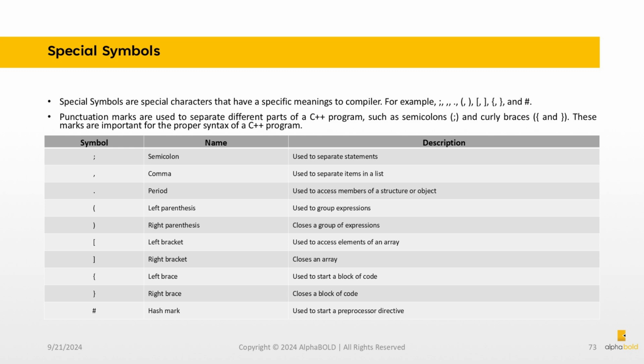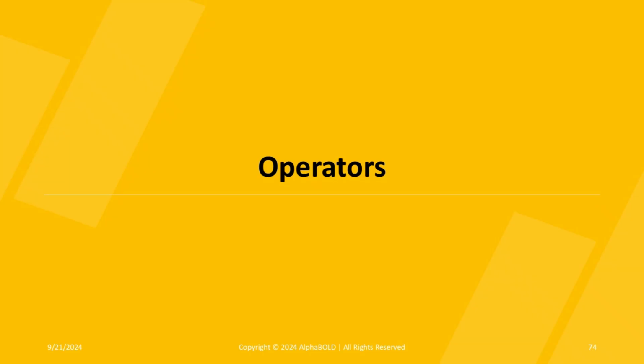Finally, curly braces are used to define blocks of code, with the left brace marking the beginning of the block and the right brace marking the end. The hash mark, or hashtag, is used to indicate a preprocessor directive, which is a special instruction that tells the compiler to perform certain actions before compiling the code. Operators.